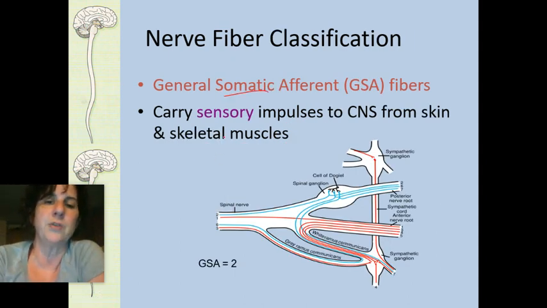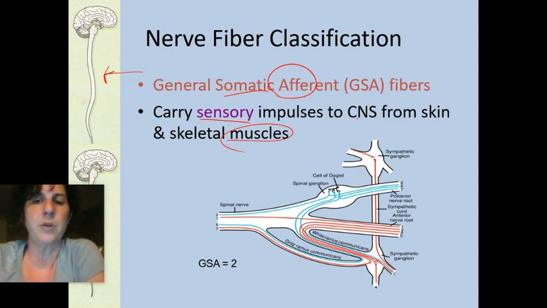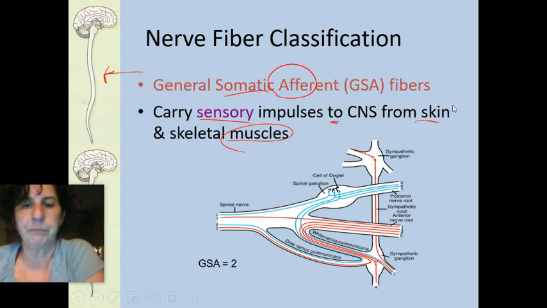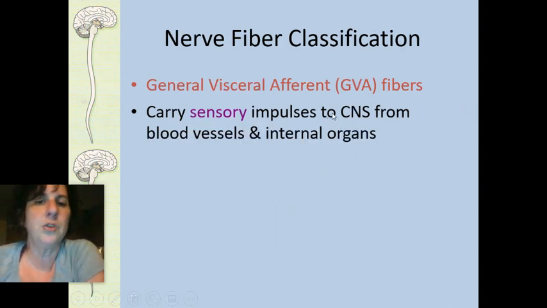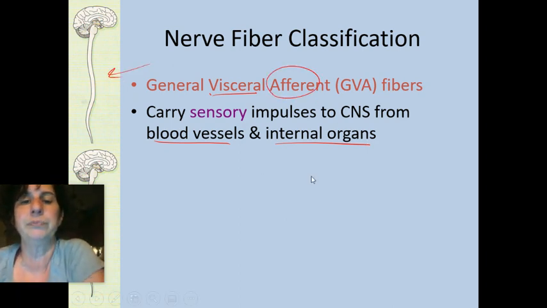General somatic, there's your muscles, skeletal muscles. Afferent now. So afferent tells you it's going in towards the central nervous system. So this is sensory. Sensory and afferent are always going to be together, right? So bringing stuff to the central nervous system, but we're coming from things like the skeletal muscles, and don't forget the skin. General, again, not specialized. Visceral, so we're talking about the viscera, in this case, blood vessels and internal organs. Afferent, so it's coming in from those things to the central nervous system.